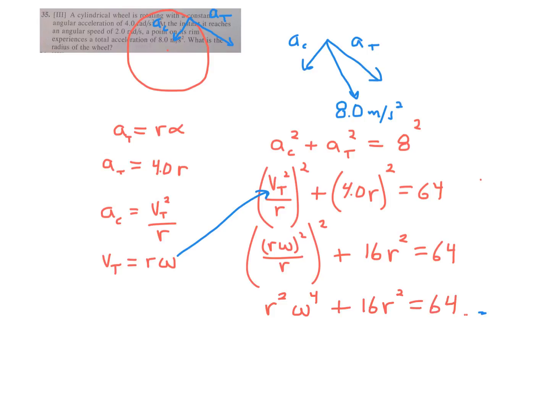They give us omega as being, at that instant, 2 radians per second. So it's going to be 2 to the 4th, which is 2 times 2 times 2 times 2. That's 16. This is looking pretty good. This is going to be 16r squared plus 16r squared equals 64. That means 32r squared equals 64, so r squared equals 2. In other words, r equals the square root of 2, which is 1.41 meters. Voila. Way to go.